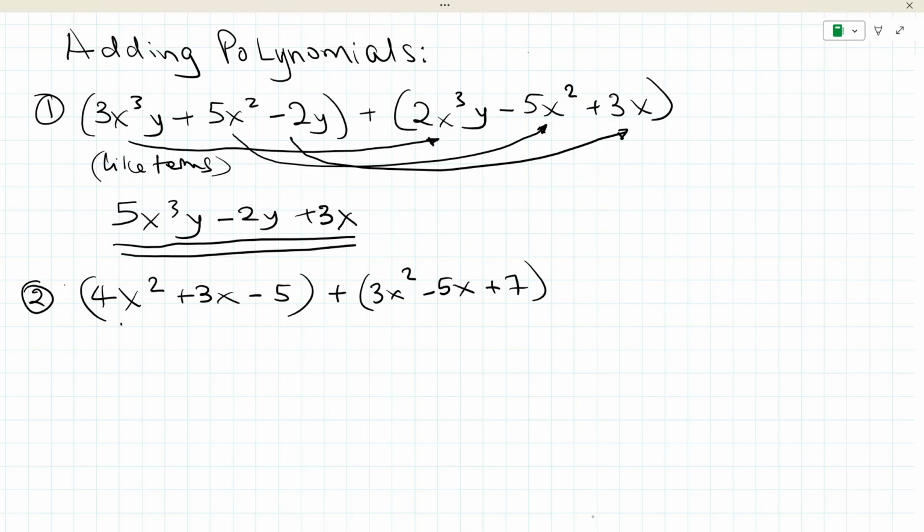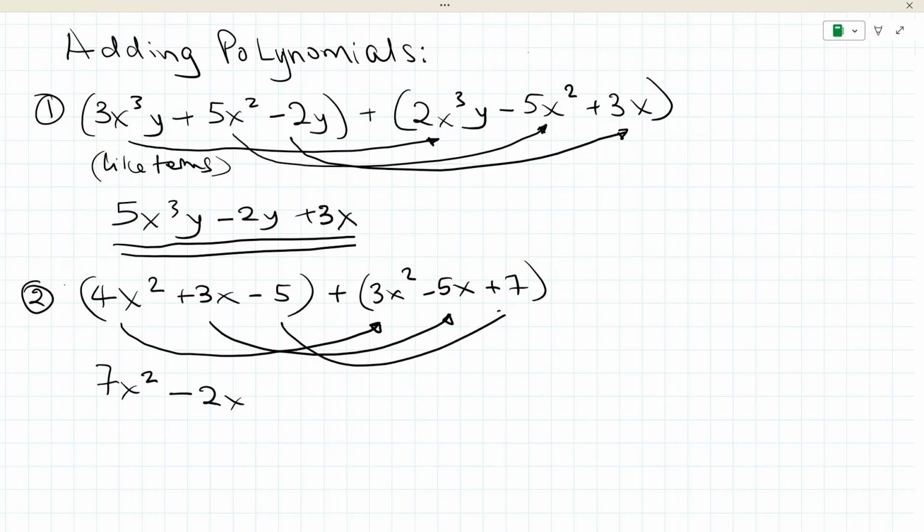So here we've got 4x squared is very similar to 3x squared. When you add them, we get a total of 7x squared. And then when you look at 3x, it's very similar to minus 5x. So we say 3x minus 5x, that will leave us with minus 2x. And then lastly, we look at minus 5 plus 7. And this one will give us a total result of 2. And so this is our final answer.